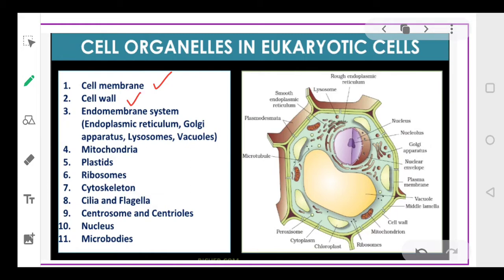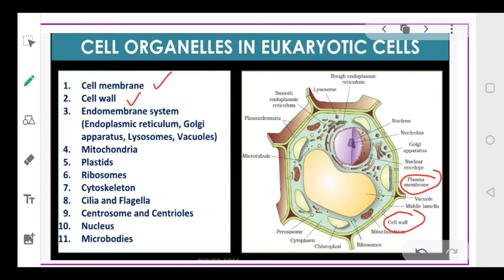As you can see in the picture, this is the plasma membrane, and outer to the plasma membrane there is a cell wall. Then there is an endomembrane system which contains the endoplasmic reticulum, the Golgi apparatus, lysosomes and vacuoles. There is a mitochondria present here, plastids, ribosomes, cytoskeleton, cilia and flagella, centrosome, centrioles, nucleus and microbodies. So these are the various cell organelles present in a plant cell.